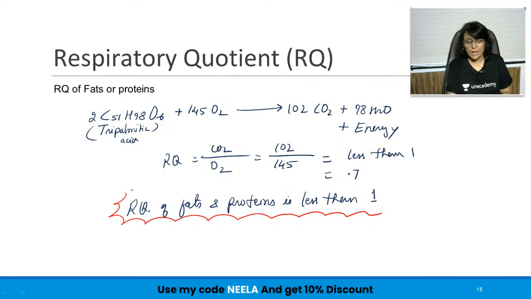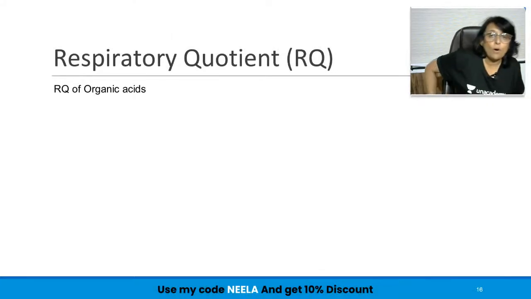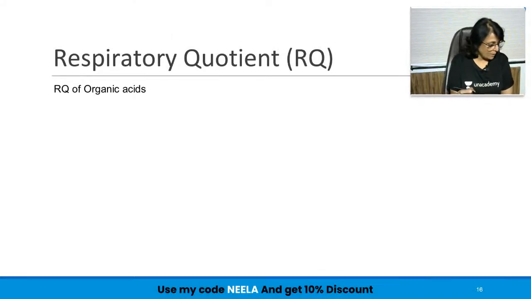This is our second statement which we have to remember. So RQ of carbohydrates was 1, always, whichever carbohydrate you talk of. RQ of fats and protein is always going to be less than 1, depending upon the fat, depending upon the protein. It can be 0.7, 0.4, 0.5, anything, but it is always going to be less than 1. Alright, so this is the second one. Now let us talk about one more, RQ of organic acids. Again, I am giving you one more equation, and I have balanced it for you.